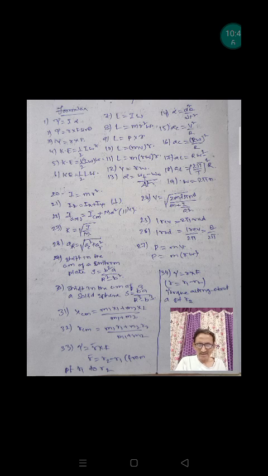If you want to calculate the center of mass for particles of mass m1 and m2 at distances x1 and x2, the x center of mass is m1 x1 plus m2 x2 divided by m1 plus m2. Similarly, y can be considered. Similarly, z can also be considered.